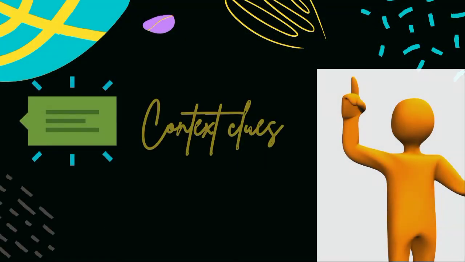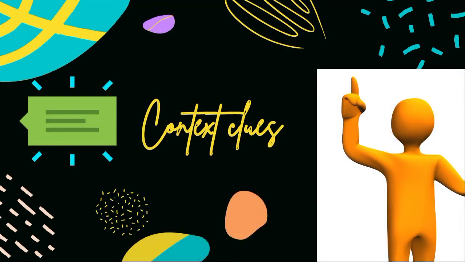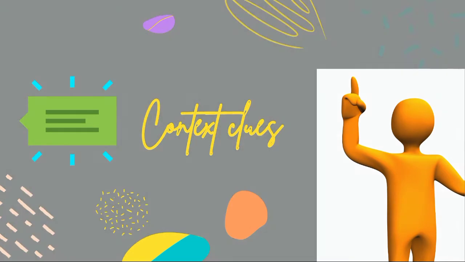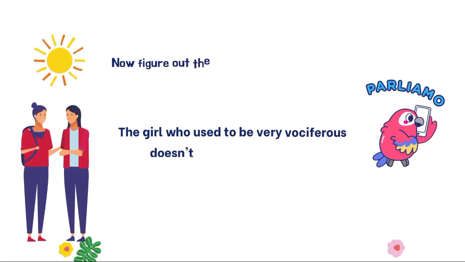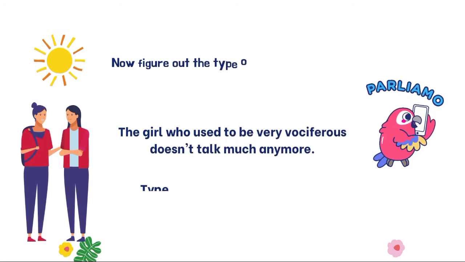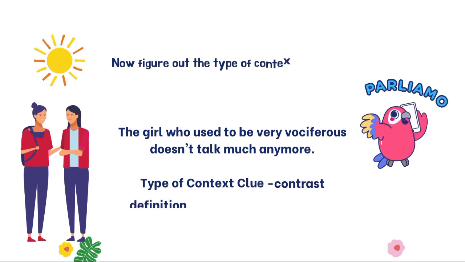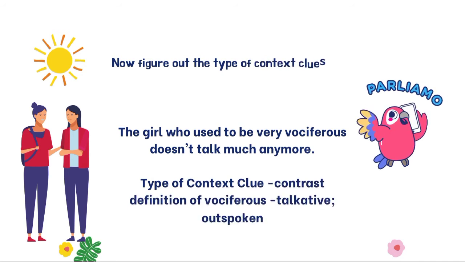Now, to show that you understand what I've been saying, I'm going to read some sentences and I'd like you to pay attention because you're going to tell me what kind of context clue is used in that sentence. You ready? Of course you are. Now let's get started. Number one, the girl who used to be very vociferous doesn't talk much anymore. The girl who used to be very vociferous doesn't talk much anymore.